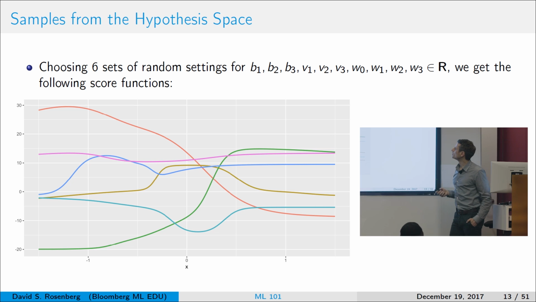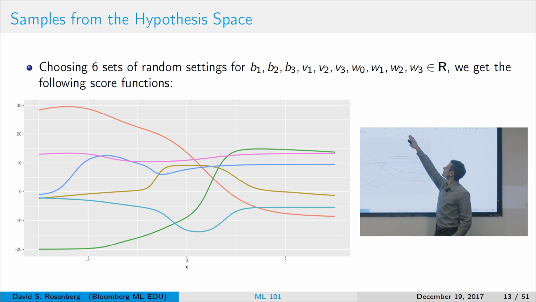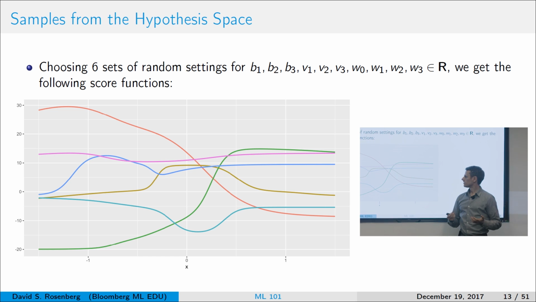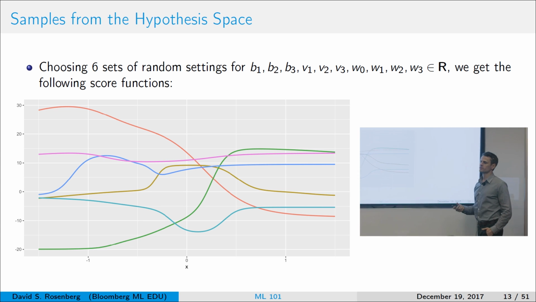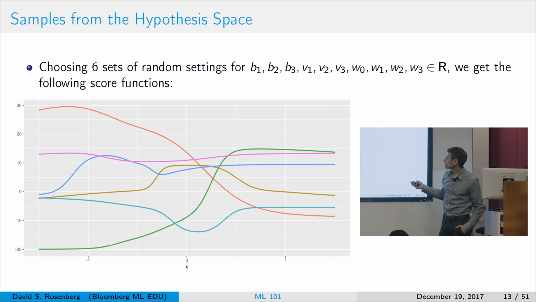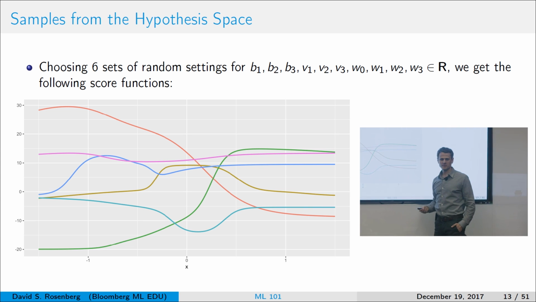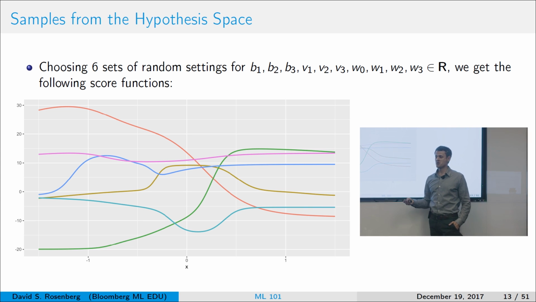And we've similarly sampled random parameters from the whole set of parameters to see what the score functions out of this hypothesis space look like. And here are some example draws. So you can see they are quite expressive. They seem to be able to hit a wide variety of functions of X.